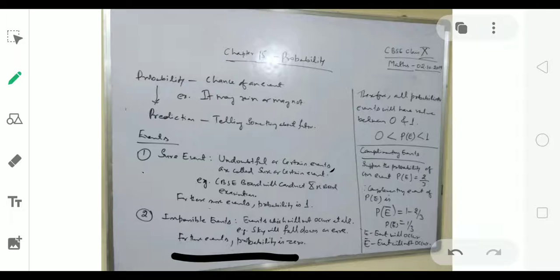So we understood about one type of event that is called sure event, and another one we discussed about impossible event which are not going to occur. So the probability is equal to 1 is sure event.